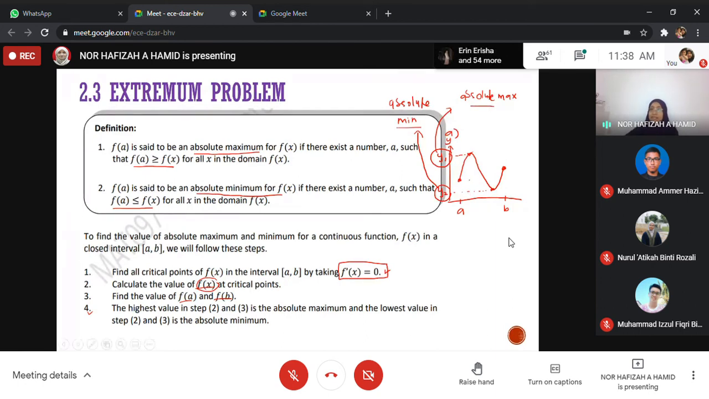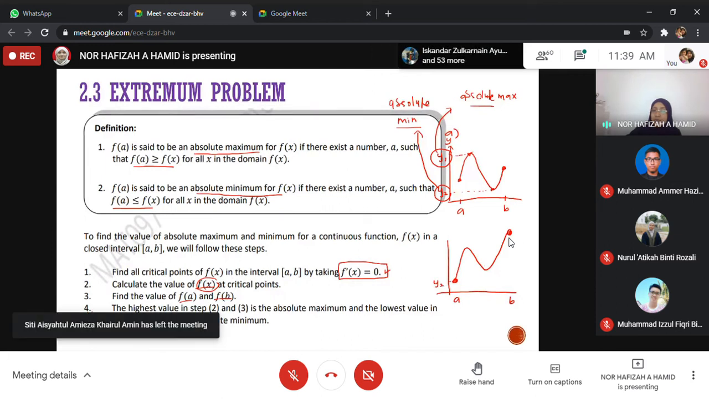Okay, tapi kita ada juga condition, ada certain situation dia jadi macam ni. Okay, you ada graph, so dia macam ni. So dia between A dengan between B. Okay, tapi yang lowest dia bukan pada maximum or minimum, tapi lowest dia pada interval. So kat sini saya assume as Y2 and then this one is Y1.